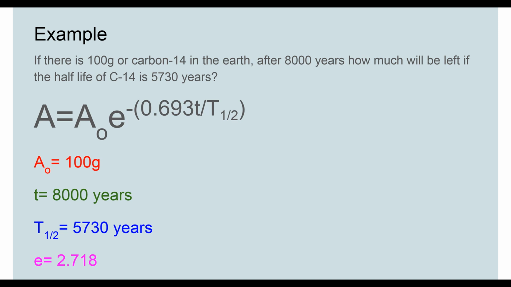Carbon dating, typically. So we identify our variables. Our A sub 0, our initial activity, we had 100 grams. Our t, basically how much time has passed, is 8,000 years. Alright, our half-life, we were told, is 5,730 years. So we're nice and we have both of those in years. We don't have to do any converting. And e is always given to us as 2.718.